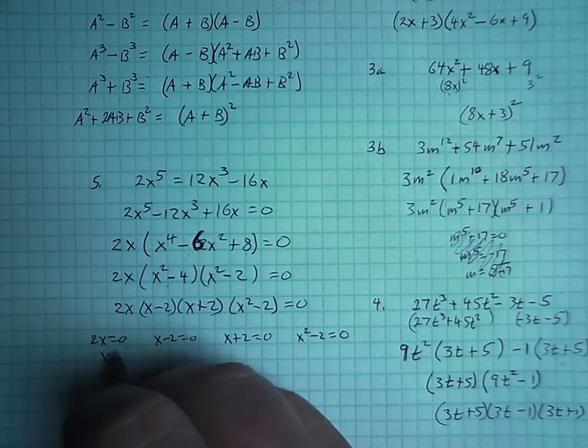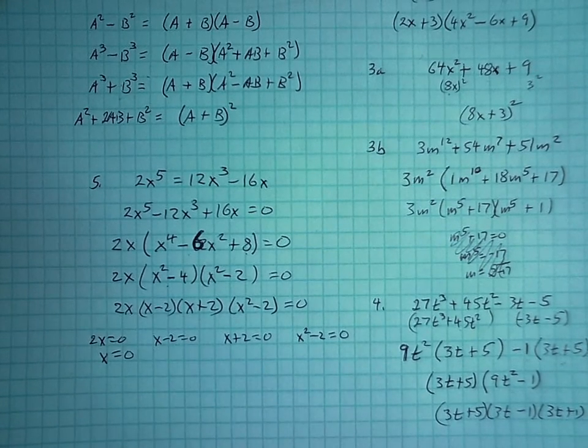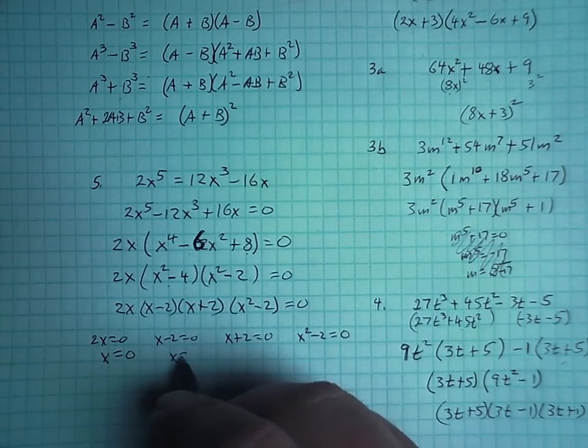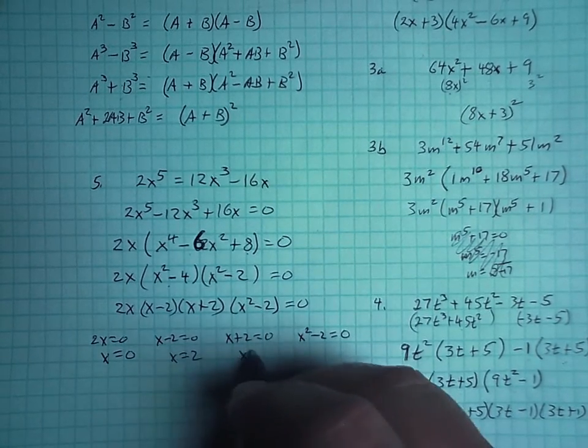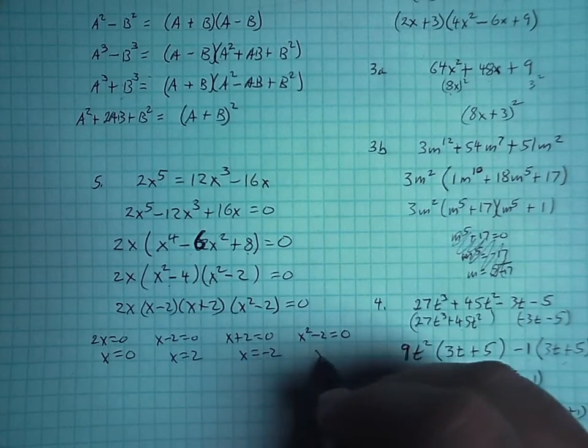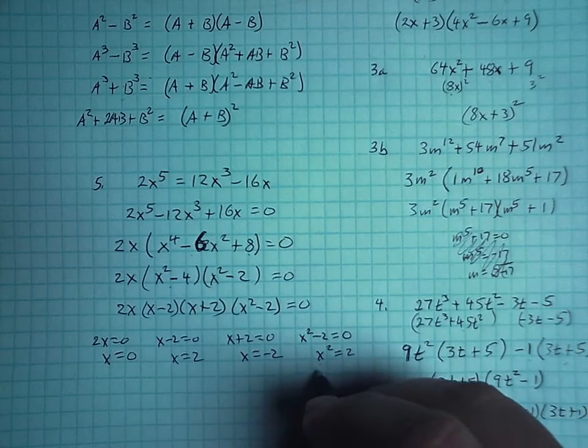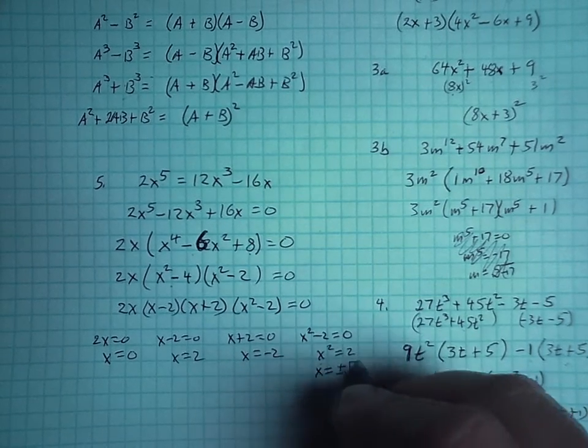So this one we divide by 2. 0 divided by 2 is 0. So x equals 0 is one of our solutions. x minus 2, we add 2 to the other side. x equals 2. Subtract 2. Here, though, we're going to add the 2 over there. And then we got to take the square root. When you take the square root of x squared, don't forget your plus or minus.